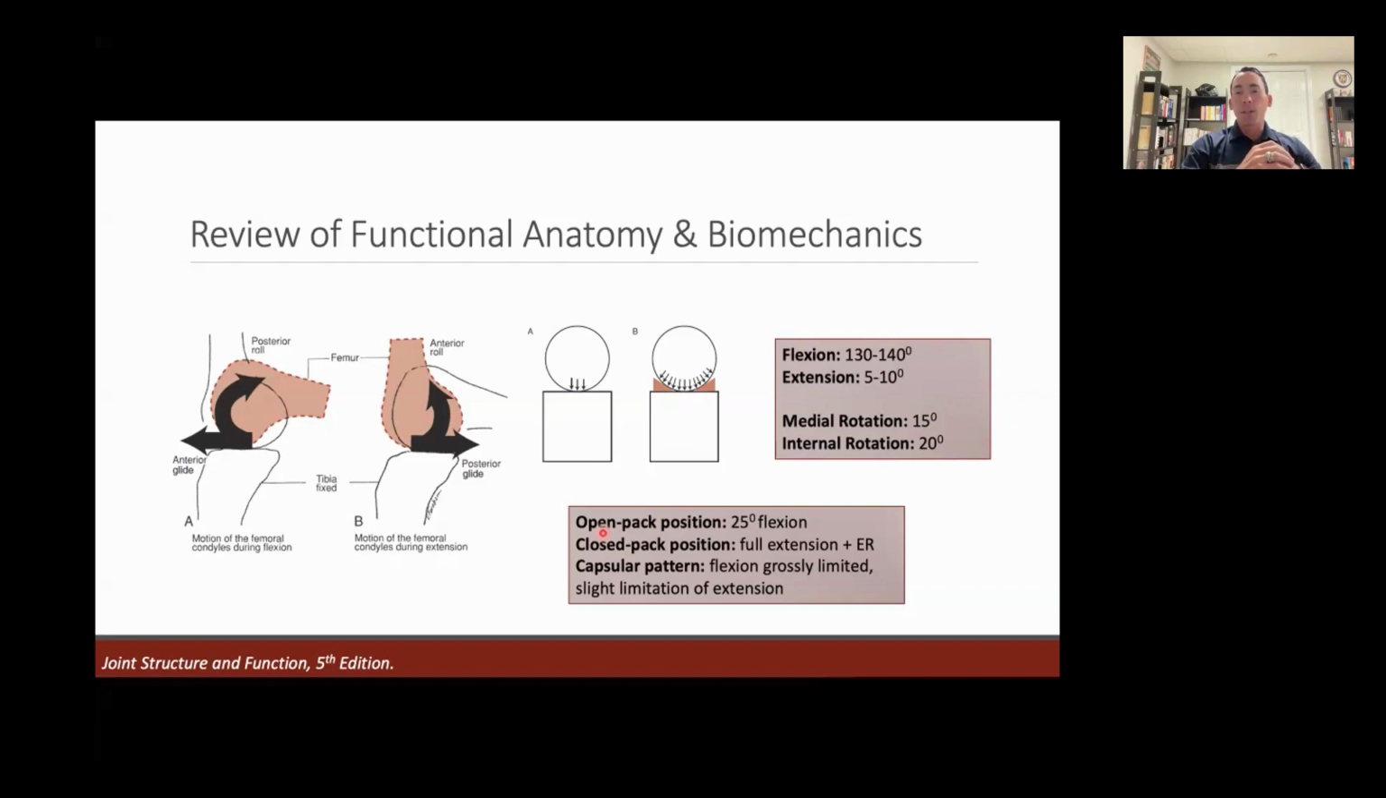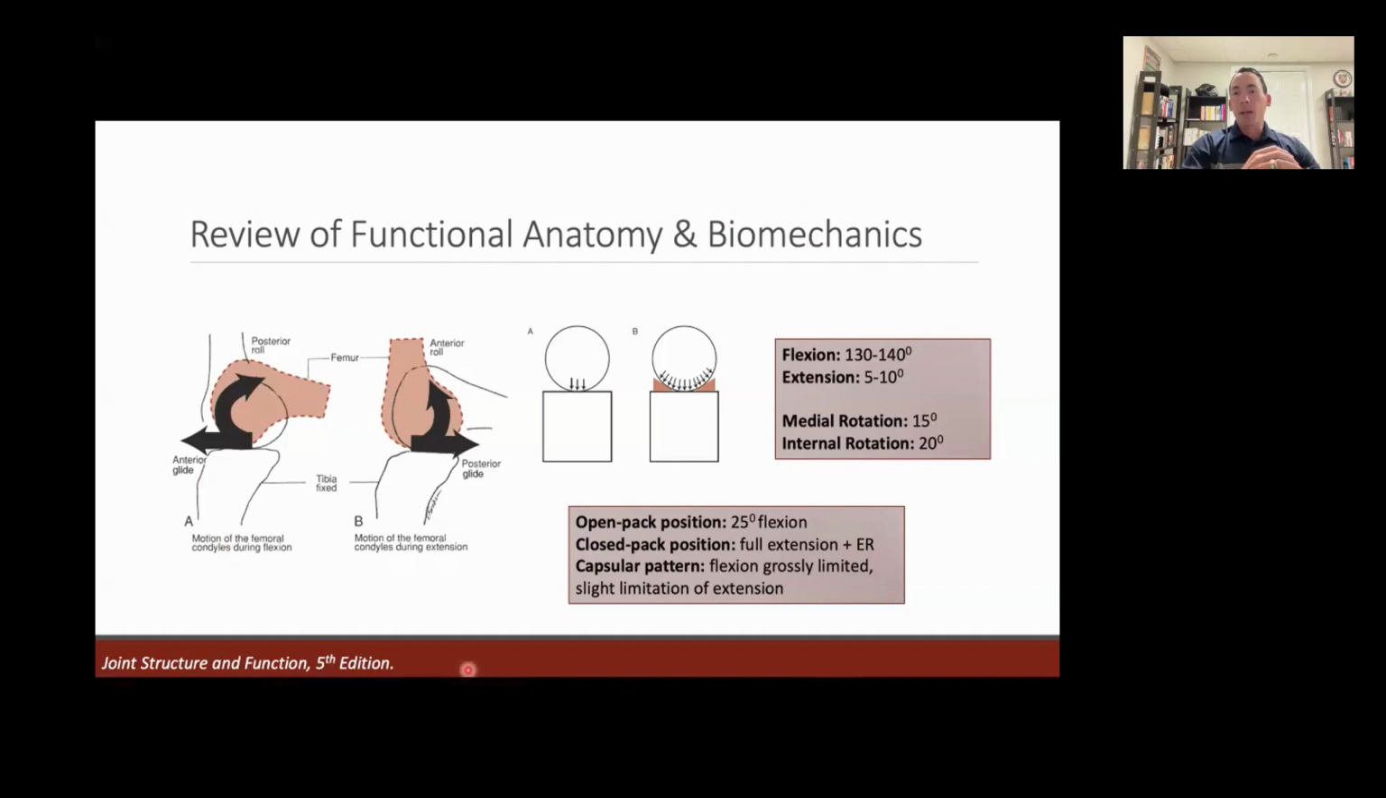Flexion and extension are a combination of both roll and glide. And with knee flexion, posterior rolling of the femoral condyles tensions the ACL, and that results in an anterior translational force. And with knee extension, anterior rolling of the femoral condyles tensions the PCL, and that results in a posterior translational force. And the menisci serve a couple different functions.